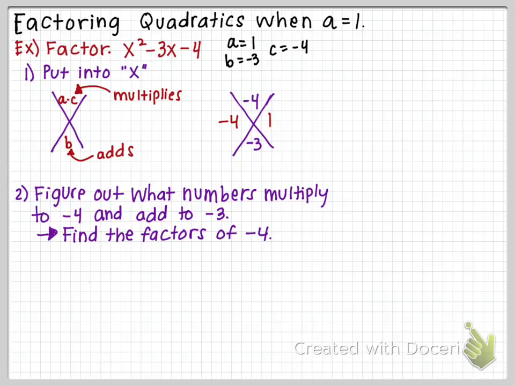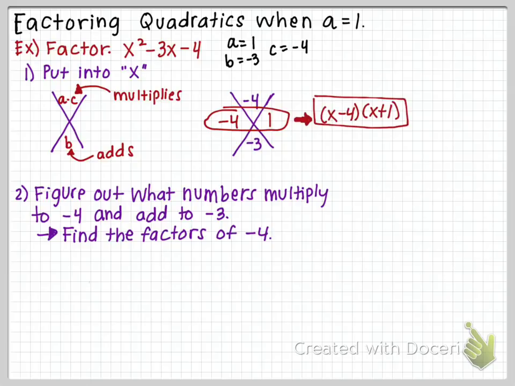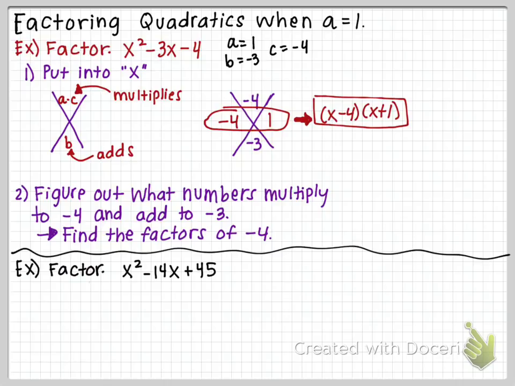And we have to make sure, does that multiply to a negative 4? Yeah. Does that add to a negative 3? Well, negative 4 plus 1 is negative 3. So yes, it does. So we can jump straight into x minus 4, x plus 1. And that's it. That's our answer.